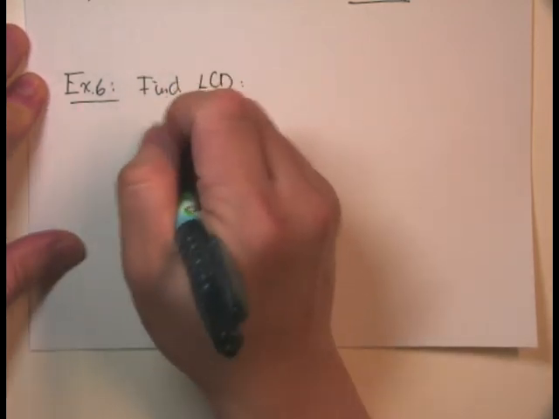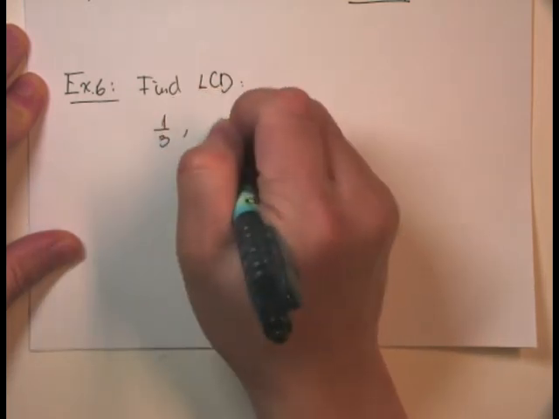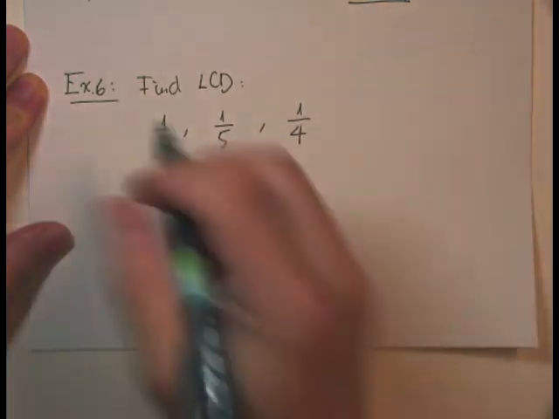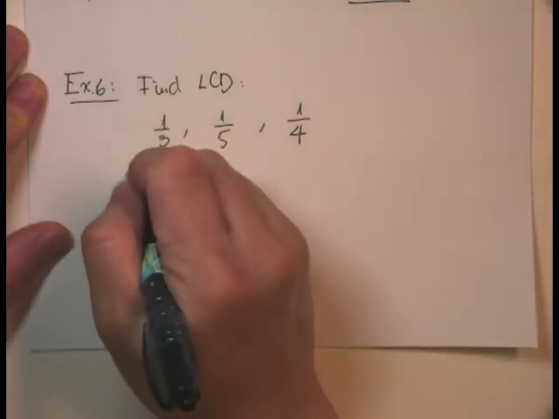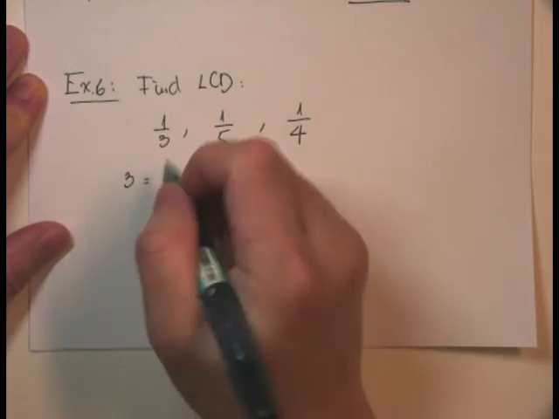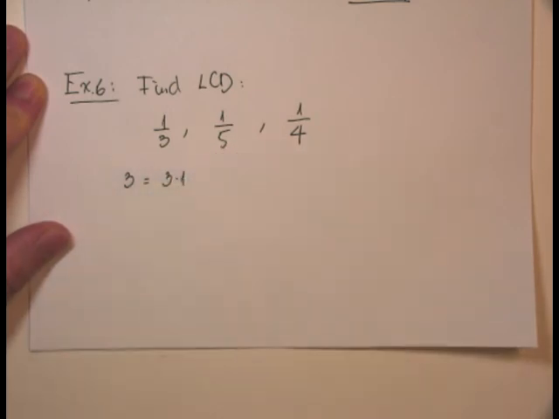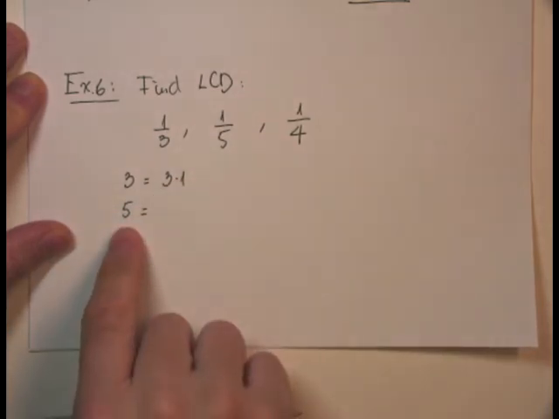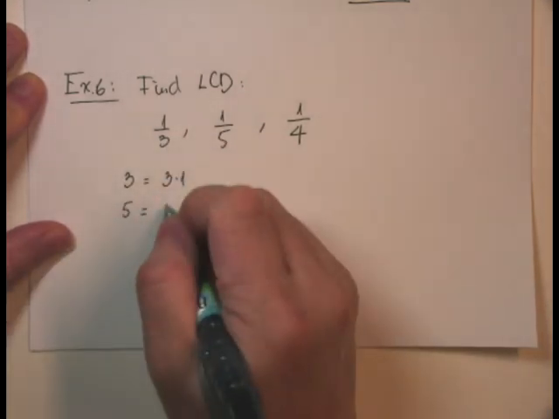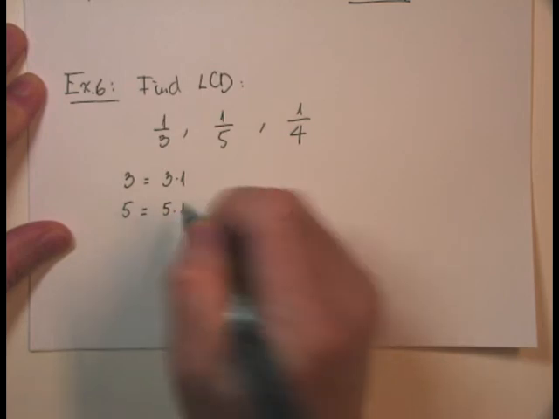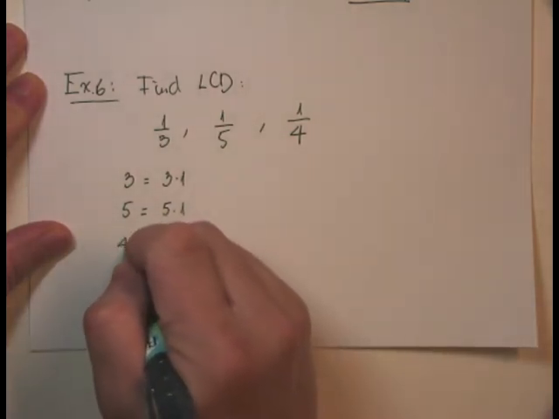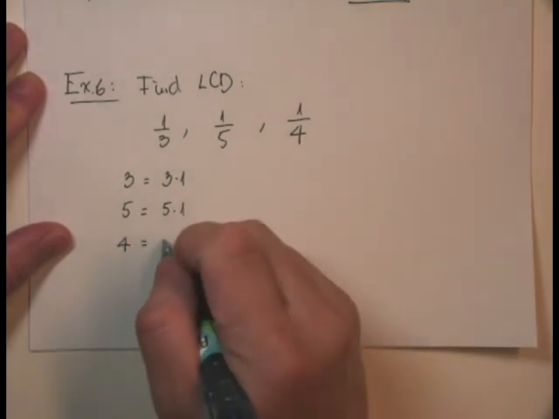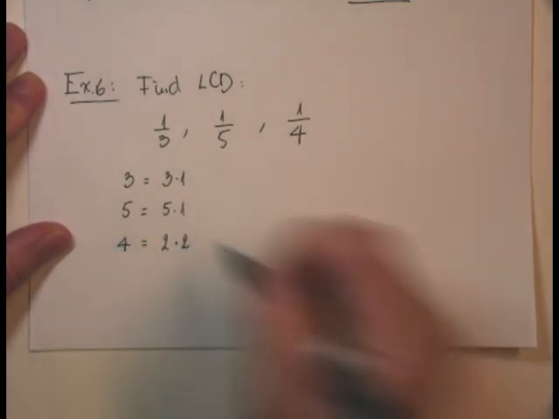The first fraction I have is 1/3. The second one is 1/5. The last one is 1/4. And so once again, to find the prime factors of each denominator, 3 equals just itself, 3 times 1. 5, once again, is a prime number, so you can also write it as 5 times 1. 4, however, is not a prime number, so you find the prime factors of 4, which is 2 times 2.